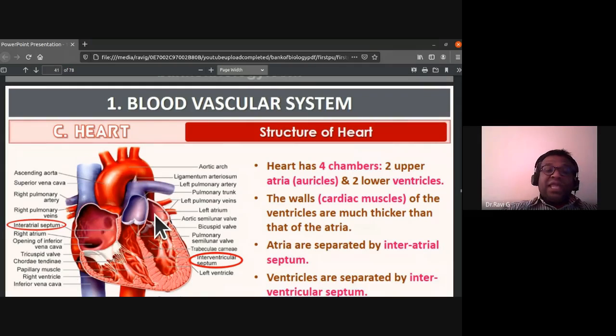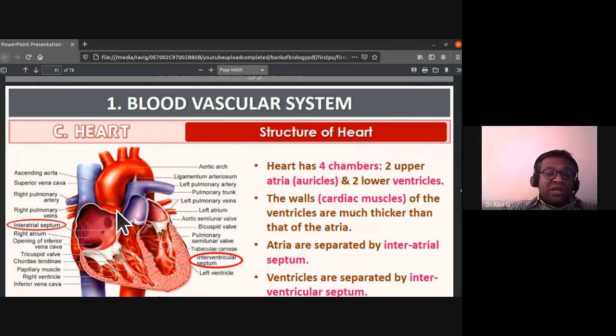So the LBL, you can remember it as left auricle and left ventricle. They have a valve in between them, that is the bicuspid valve. They have two cusps in the valve. So again, they prevent the backflow of blood.